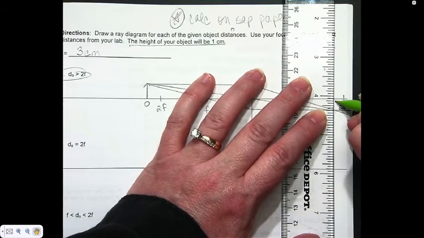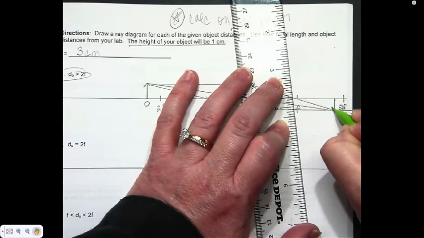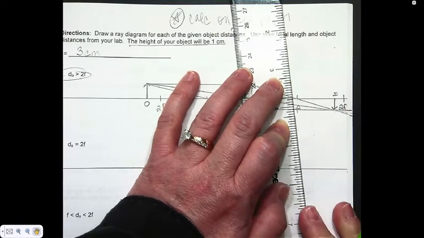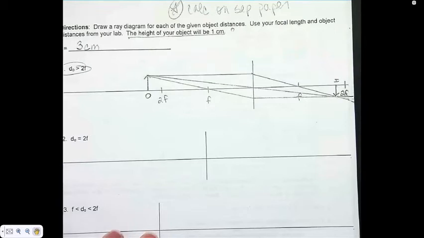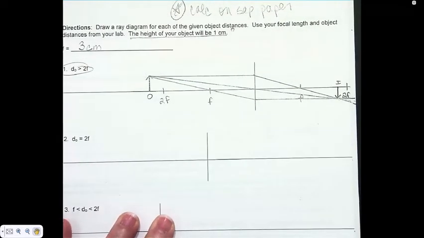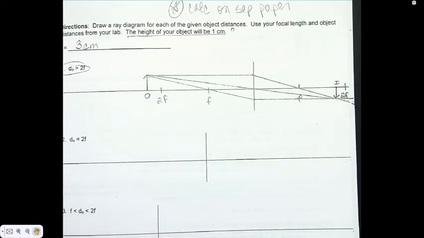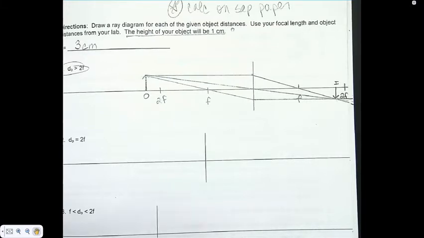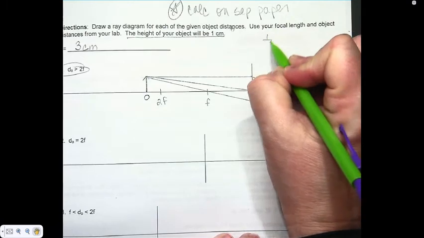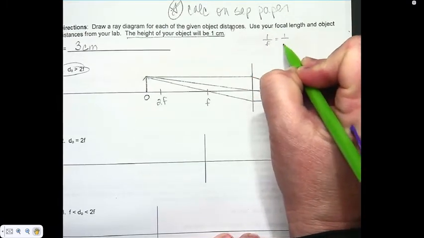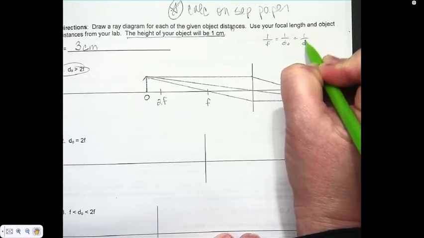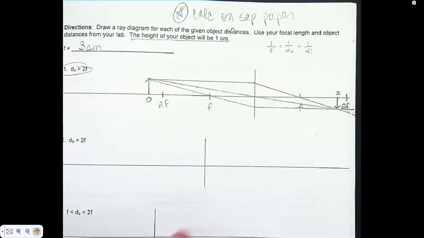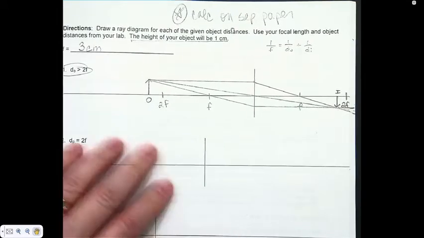So I'm going to draw my image. At that point, the base of the arrow of my image needs to still be on the principal axis. So I see an inverted image that is obviously real because the light rays crossed, and it's inverted. So we can use our equation, 1 over f equals 1 over dO plus 1 over di, to determine the ideal image distance.